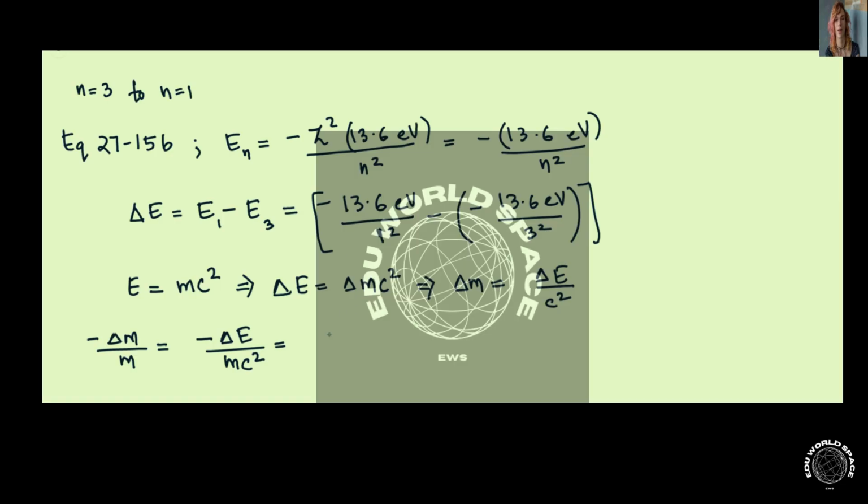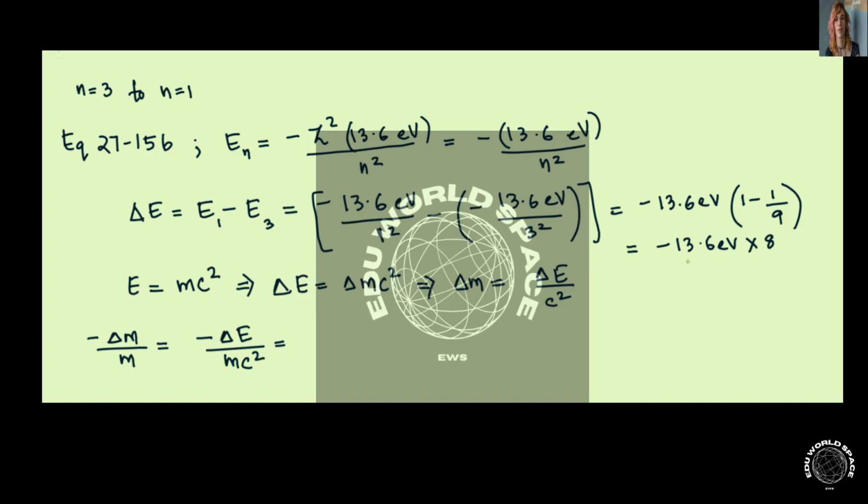So this is a very big expression, so I can solve it over here. So let's solve it. This will be equal to negative of 13.6 electron volt times 1 minus 1 over 9. So delta E will be equal to 13.6 electron volt times 8 over 9. So let's use this value here now.